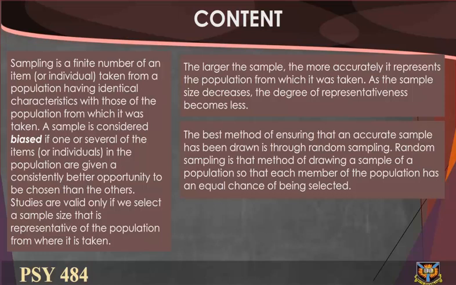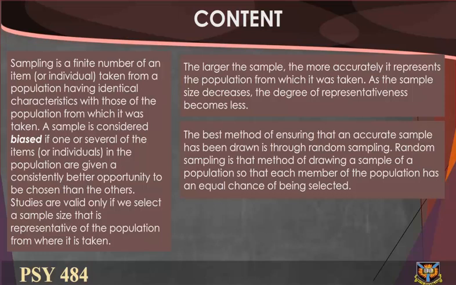Studies are valid only if we select a sample size that is representative of the population from where it is taken. The larger the sample, the more accurately it represents the population from which it was taken. As the sample size decreases, the degree of representativeness becomes less. The best method of ensuring that an accurate sample has been drawn is through random sampling.